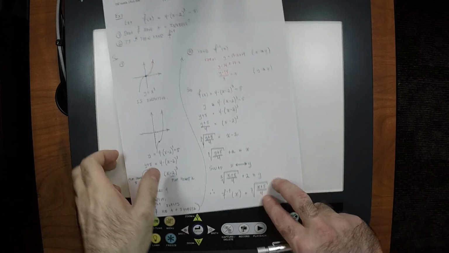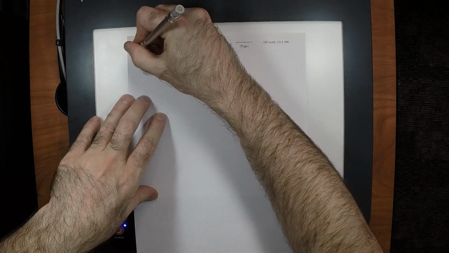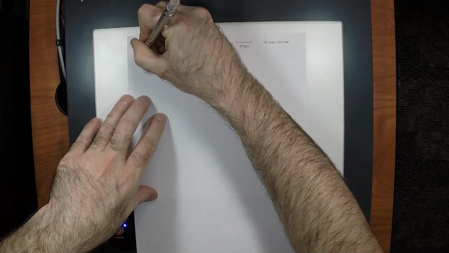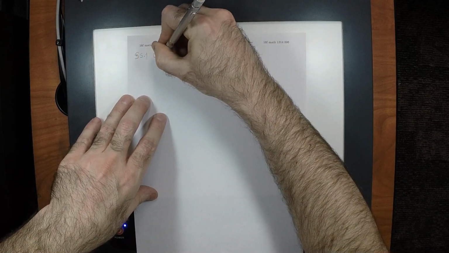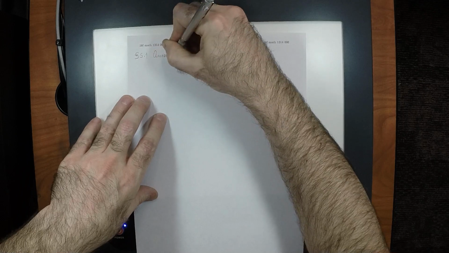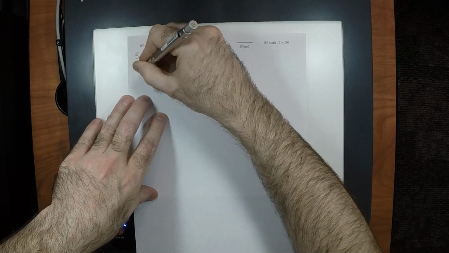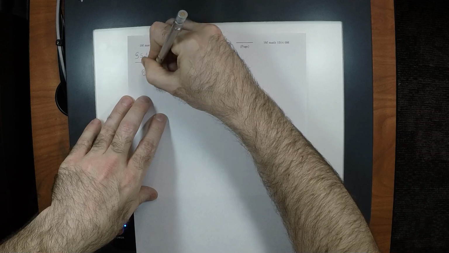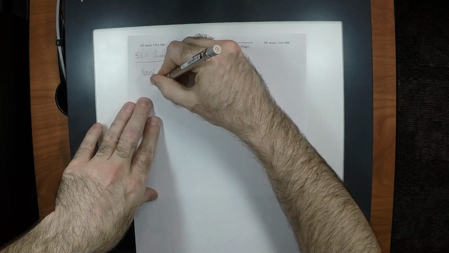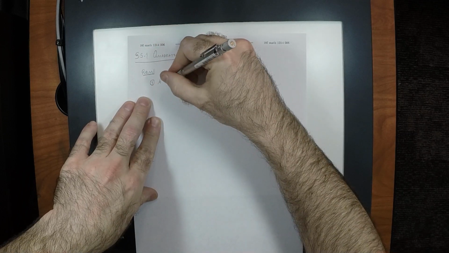Okay. So now let's do the next thing. So now we get to move to an exciting section. This is section 5.1. It's called Quadratics. So first, this is a repetition of something we've already said.